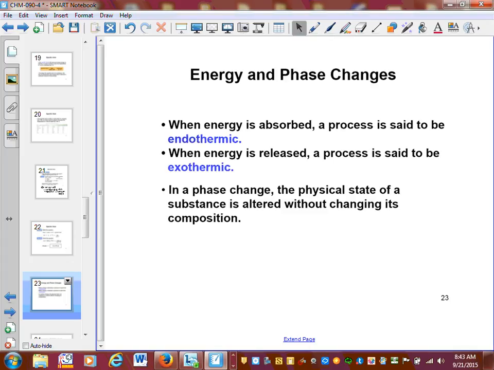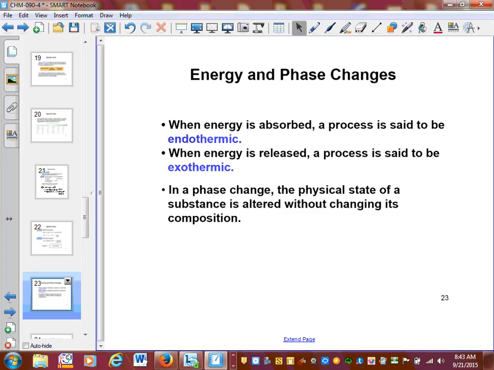So, let me ask you this question. We have an ice cube. So we have solid water go to liquid water. What do we call that? Melting. To get ice to melt, you have to do what? Heat it. So the ice is doing what? Absorbing heat or releasing heat? Absorbing heat. So ice is absorbing heat. Therefore, that's what kind of process? Endothermic.